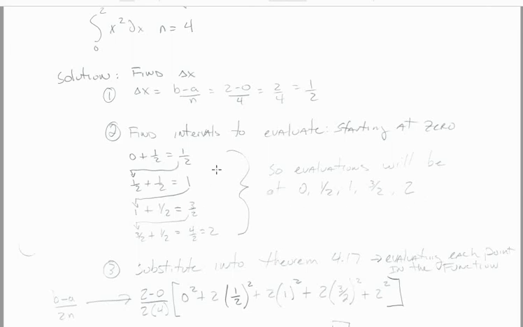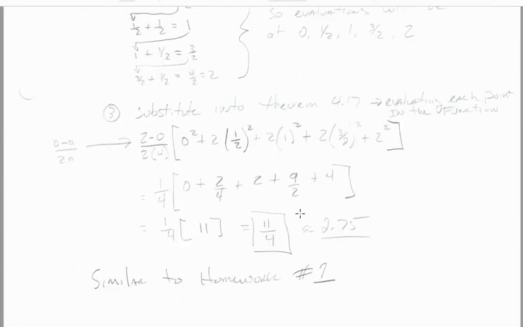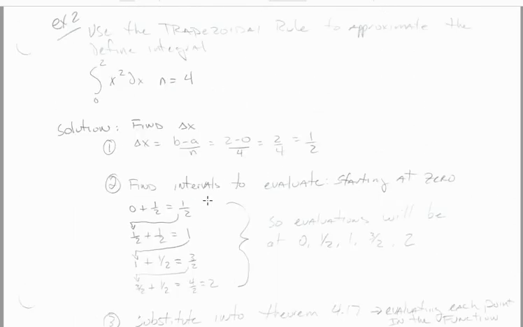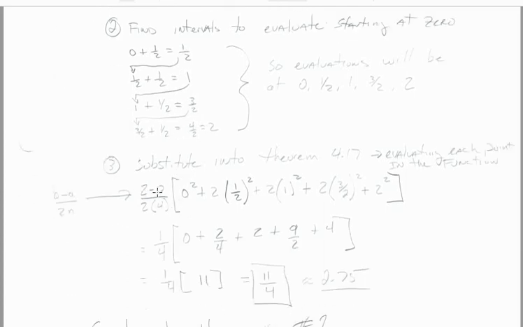So just remember, when we're doing step 2, finding the intervals, we're really just adding delta x each time to our answer. Alright, now we're going to plug into 4.17, and we're going to plug into the actual function. Remember, the function in this case, if we go up, is x squared. So we have our leading piece, b minus a over 2n, so that's going to yield 1/4 for us. And then here, I have to take 0 squared plus, one more thing I want to reiterate before I go through all this.